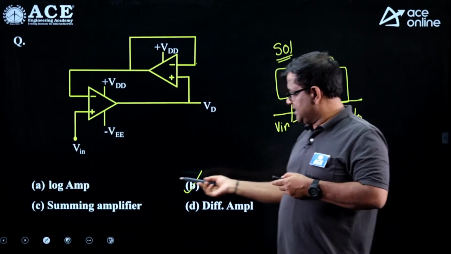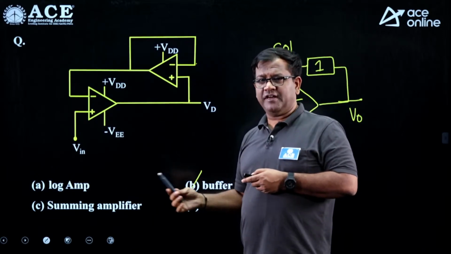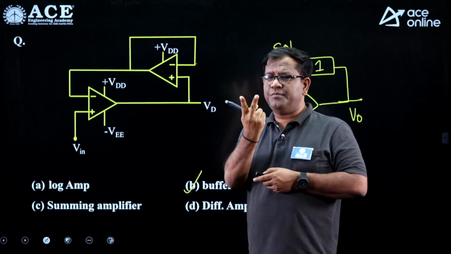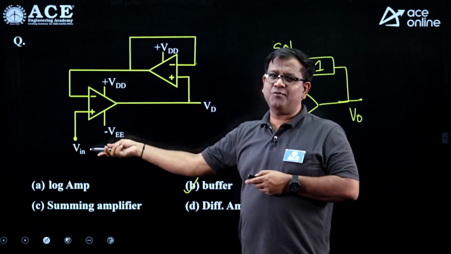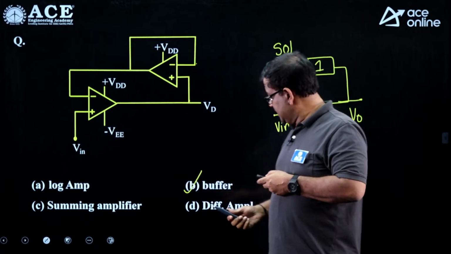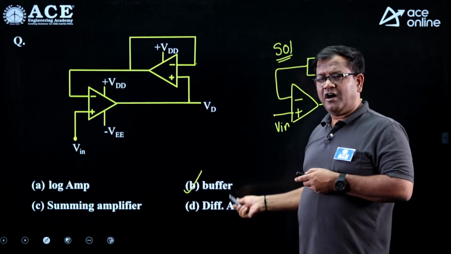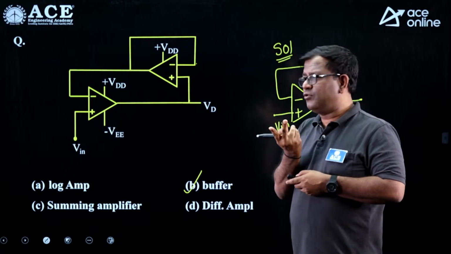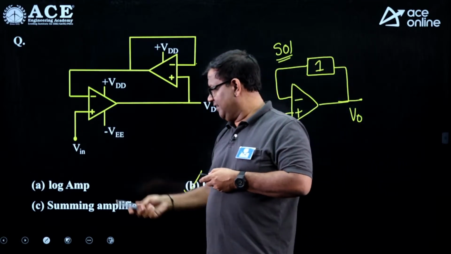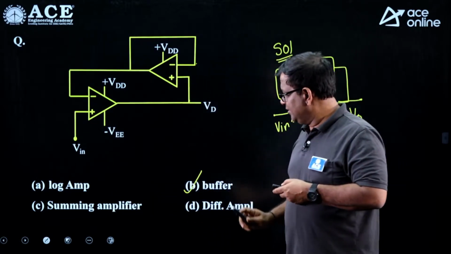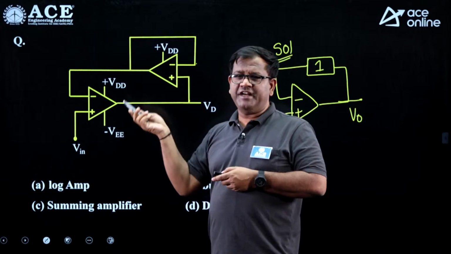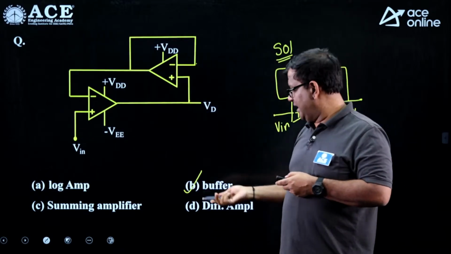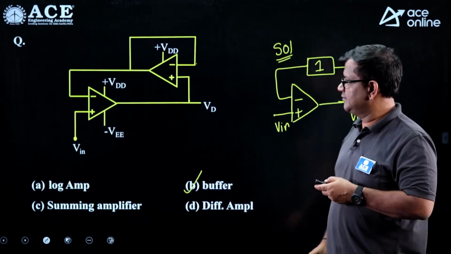And moreover, you can see whenever you say summing amplifier, the word sum means there should be at least 2 inputs, but here only 1 input is there. Similarly, difference amplifier. How can you take a difference? At least you should have 2 inputs, but here only 1 is there. So you can eliminate these two. Log amplifier, you need some nonlinear element like a diode. So the leftover option is the right answer.